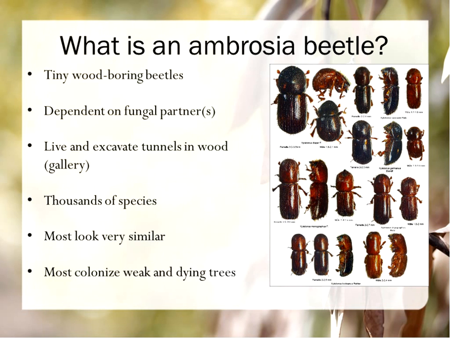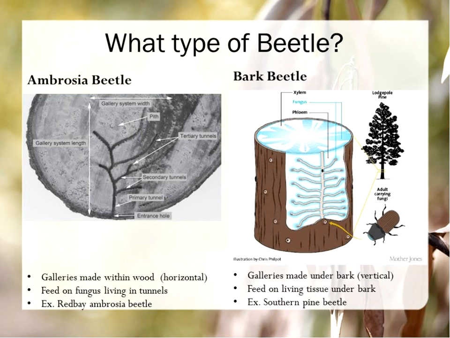Ambrosia beetles are dependent on a fungal partner. Again, they rely on their symbiotic fungi for survival. They live in excavated tunnels in the wood, and again, those are called galleries. There's thousands of species in the United States. Most of them are benign. They don't really cause any impacts because they colonize weak and dying trees. So most of them are good for the environment. They help with nutrient cycling. They help kill off trees that are already weak and stressed. So all ambrosia beetles are not bad.